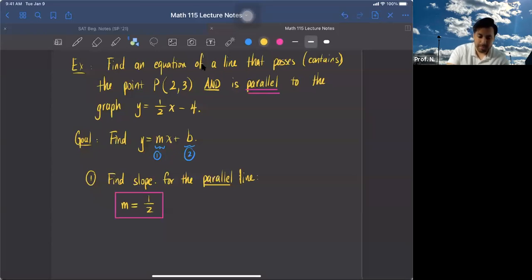So step 2. What's step 2? We have one of the points, right? The point is (2, 3). And then what else do we have? Slope. The slope is 1/2. So then what do you think we're going to use?